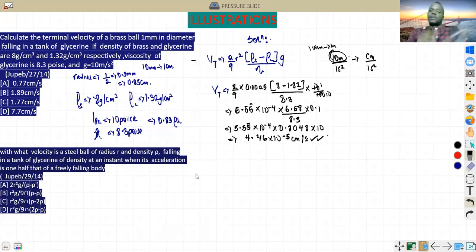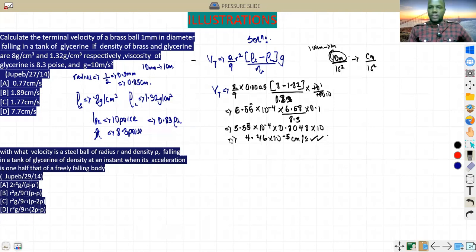We're not going to waste time. You can verify with your calculator. I might actually make a mistake, which is very, very rare in my calculation. You can confirm that. 2/9 r squared, open a bracket, rho of solid minus rho of liquid, divided by eta. If you divide that by eta, then this is 0.83, but it's still going to change. It will only reduce that thing by 1. So the answer should be around 4.4 or 4.5, but we don't have anything in terms of that.